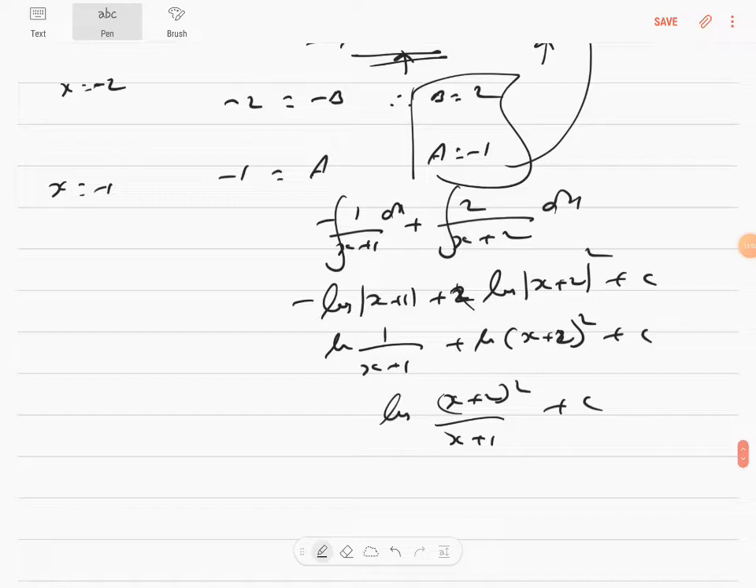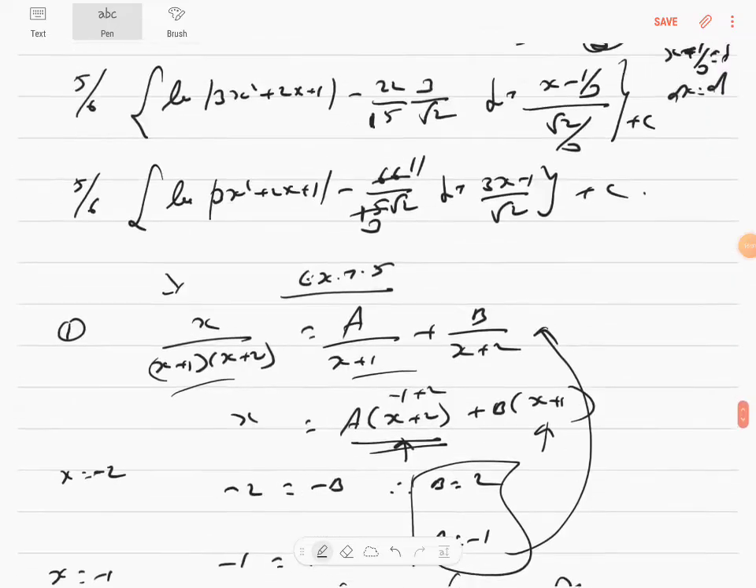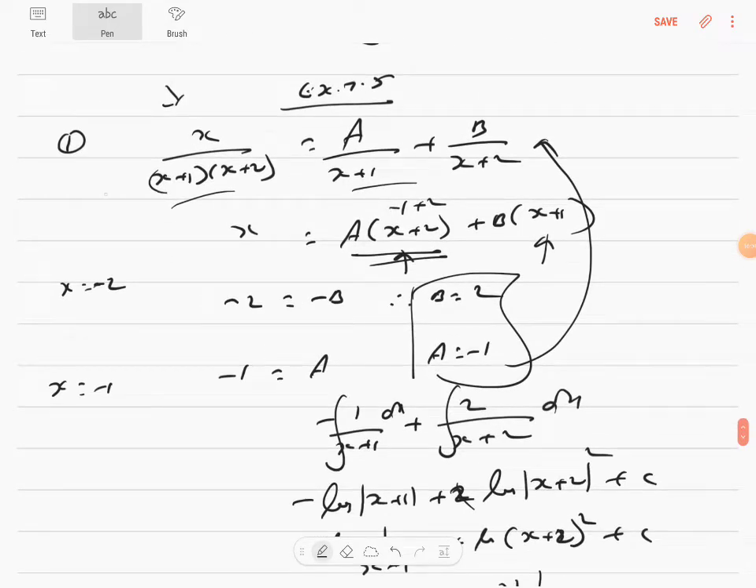Exercise 7.5, the first sum, yes. The log always has a mod. So when it's a square, you don't have to specify because anyway it's positive. So this is the way you have to do. And if it is this pattern, if it's two terms of linear, you should split it up like this.